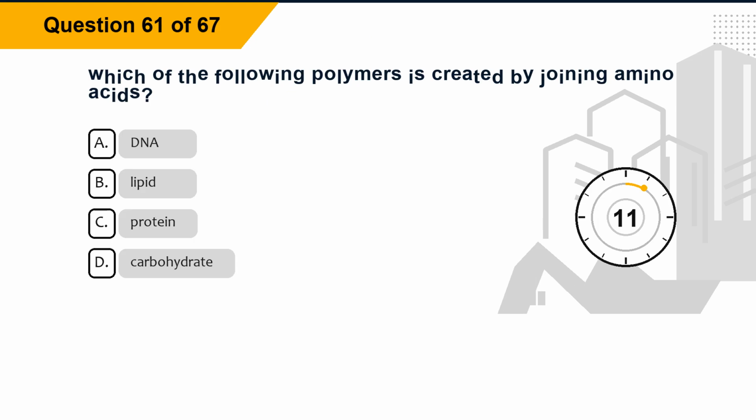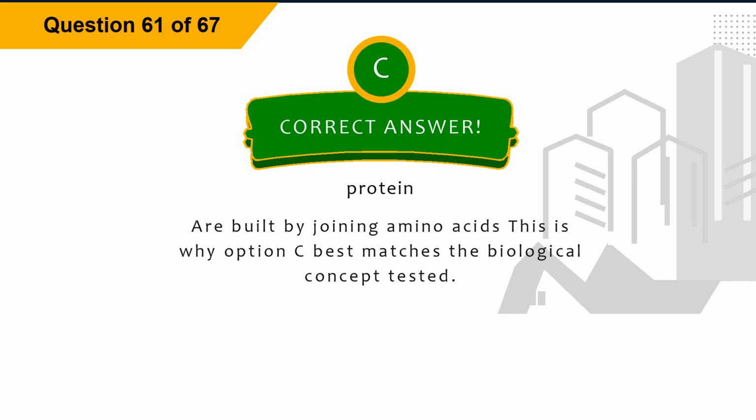Question 61. Which of the following polymers is created by joining amino acids? Option A. DNA. Option B. Lipid. Option C. Protein. Option D. Carbohydrate. The correct answer is option C. Protein. Explanation: proteins are built by joining amino acids. This is why option C best matches the biological concept tested.